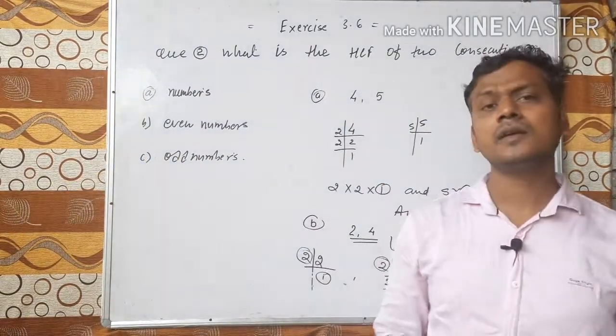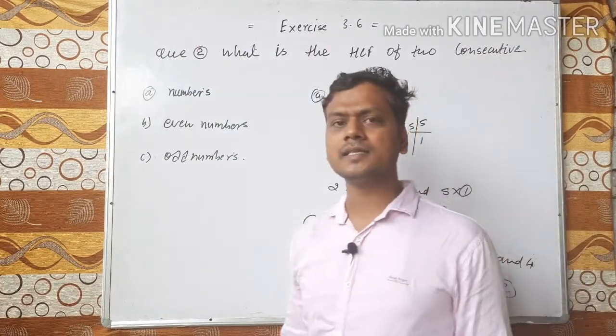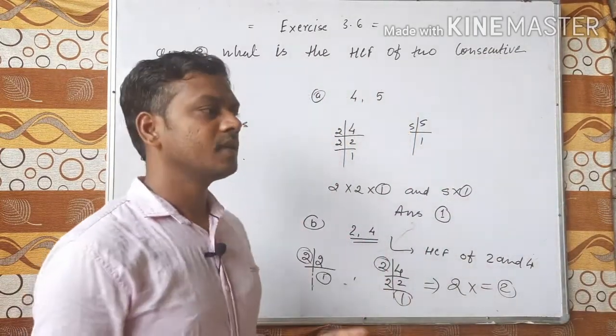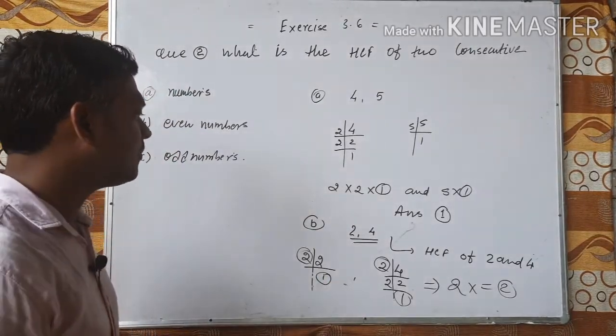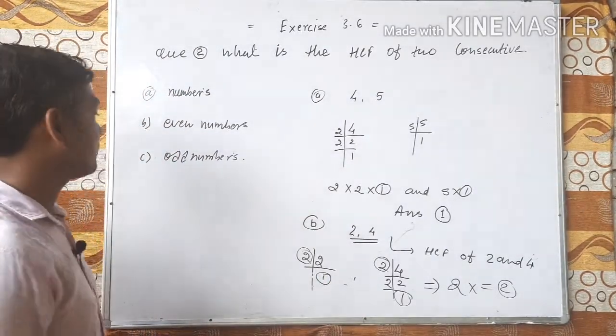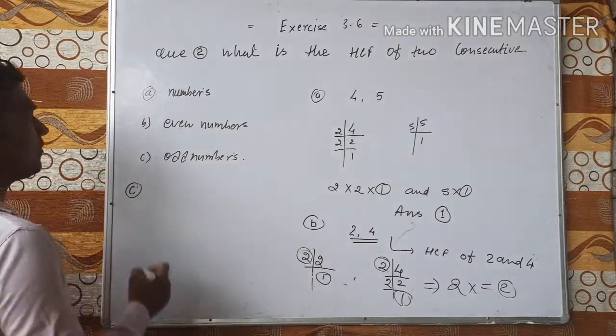How can we calculate or find the HCF, because the definitions are clear for everyone. So we can calculate the HCF of two even numbers. Similarly on question C, odd numbers.